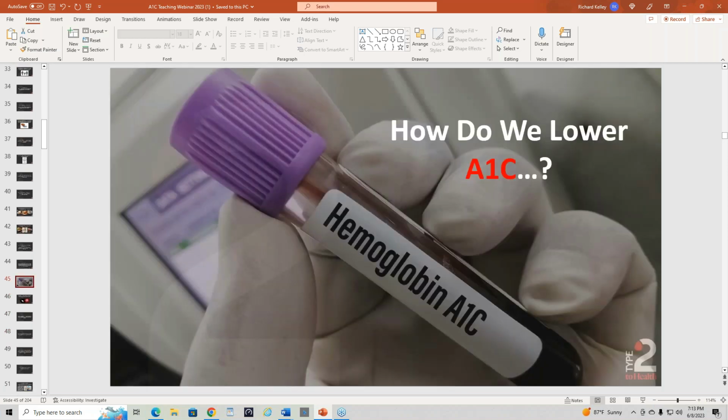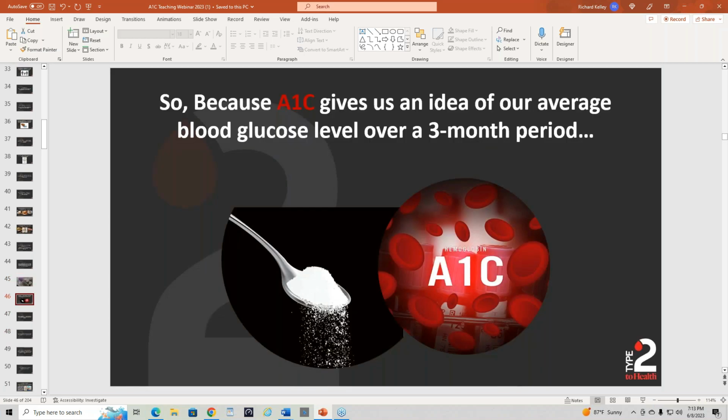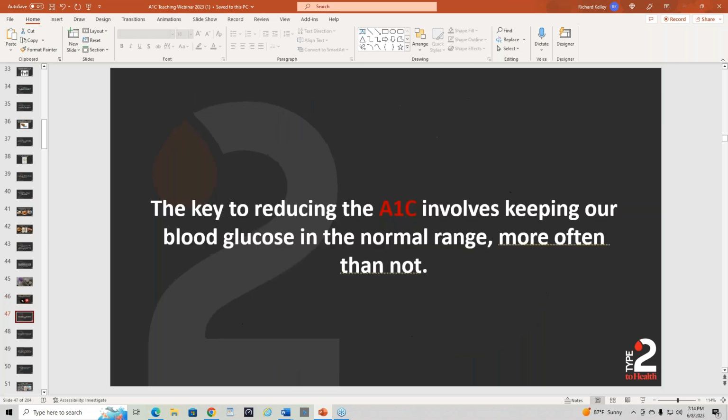So how do we lower A1C? These things are going to be probably simpler than maybe you thought they would be. They're relatively simple ideas, but the fact is that until you implement them with consistency, you may not see the results of your A1C improving. Because A1C gives us an idea of our average blood glucose level over a 3-month period, the key to reducing A1C involves keeping blood glucose in the normal range more often than not.